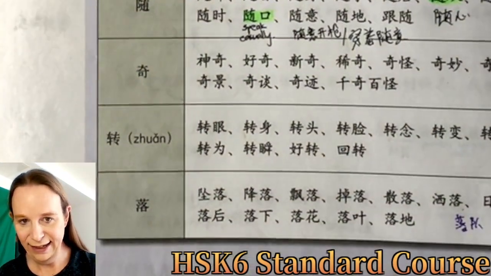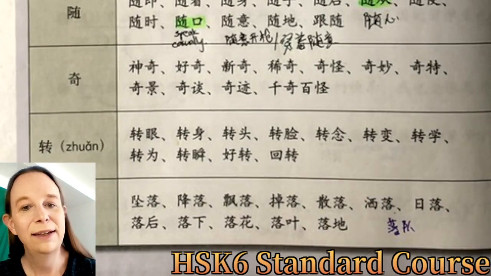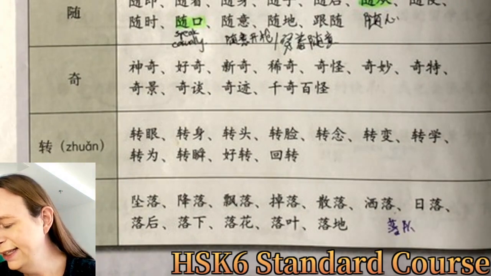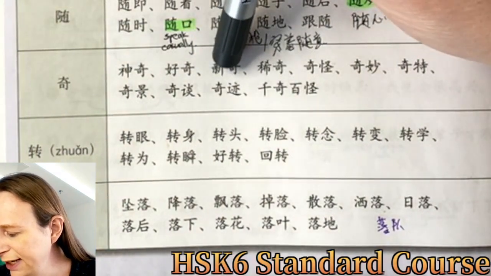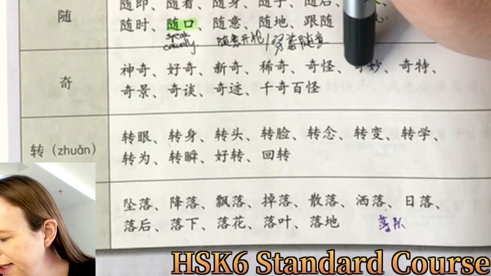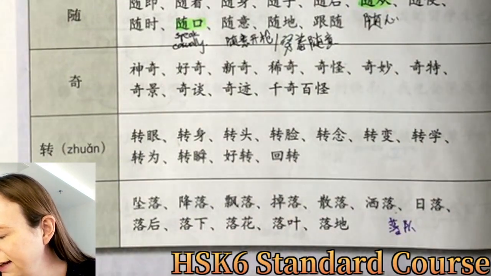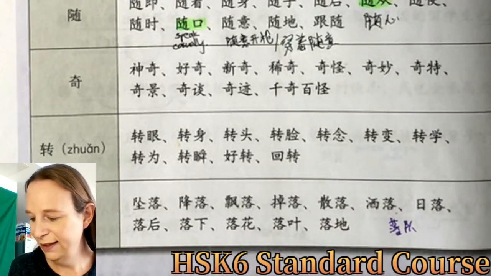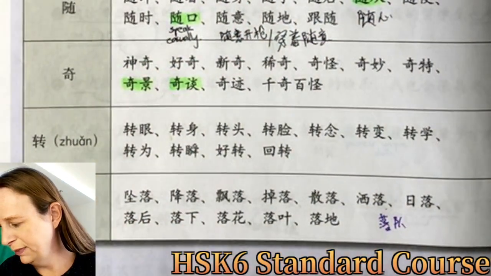Alright, next, 奇. So this 奇 means strange, unusual, miraculous, or maybe not miraculous, but interesting. 奇, curious. 神奇, 好奇, 新奇, what's this? 稀奇, 奇怪, 奇妙, yeah, 奇妙 is kind of miraculous, right? 奇特, 奇, 奇影, I don't know that one. 奇谈, 奇迹, 千奇百怪, okay, so I don't know this one, and this one. The rest.